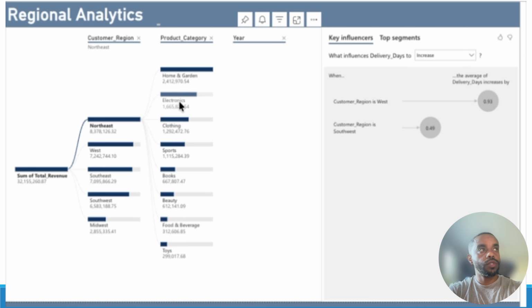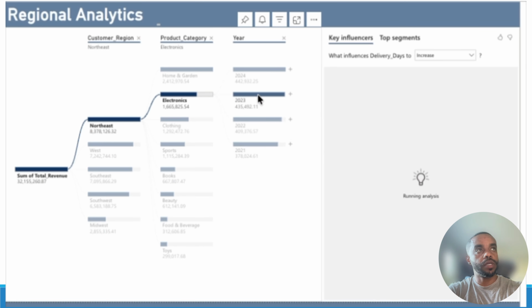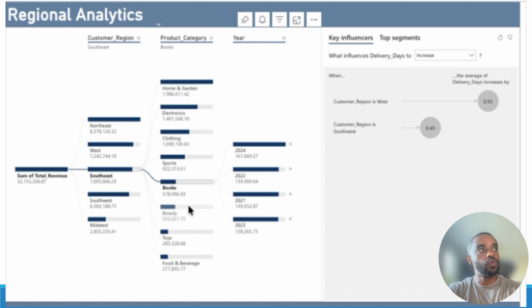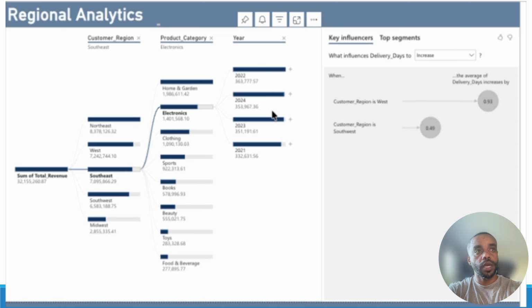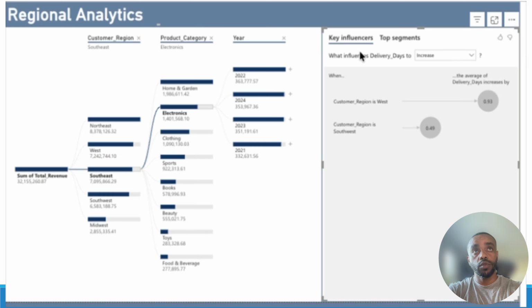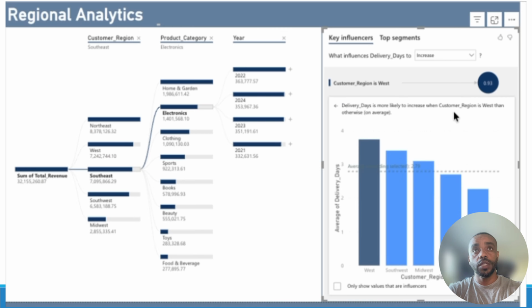To support the regional analysis, we created a dashboard using a decomposition tree again, and we can drill down from total revenue to a region and to a product, and we can see in what year how much revenue that product category had. We also added a key influencer to see how delivery days is influenced. We can see that the customer region being West increases delivery days by almost 1 day.